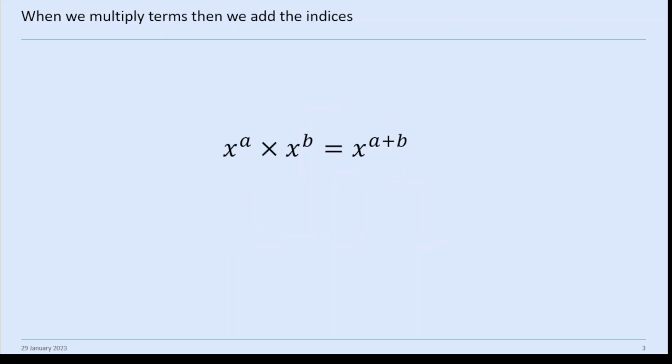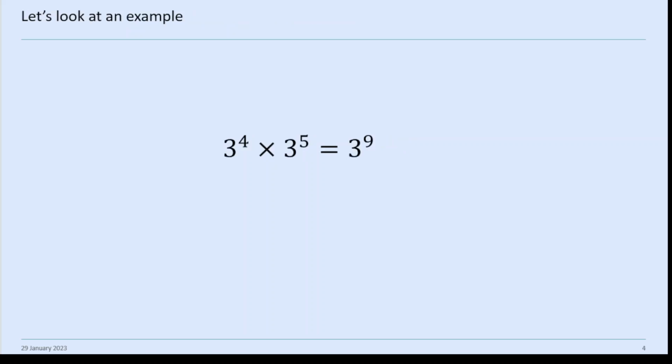When we multiply two terms together, we add the indices. So x to the a times x to the b equals x to the a plus b. Here's an example. So 3 to the power 4 times 3 to the power 5 equals 3 to the power 9.